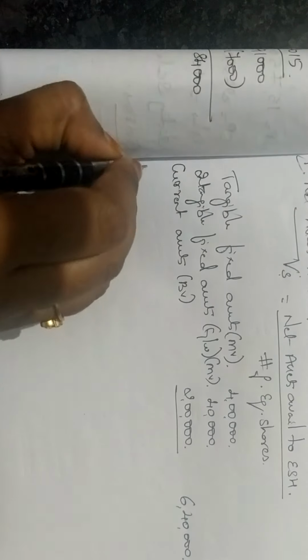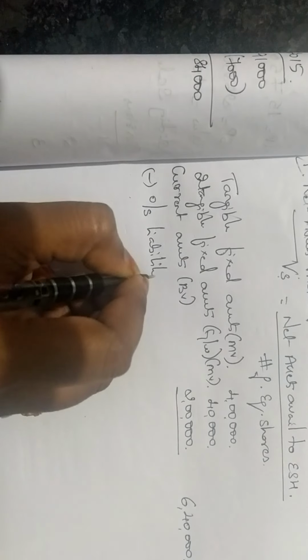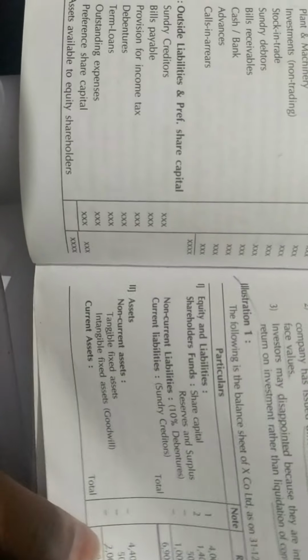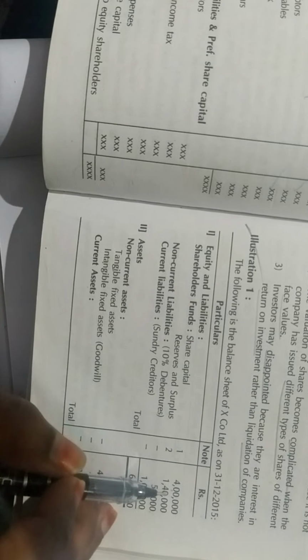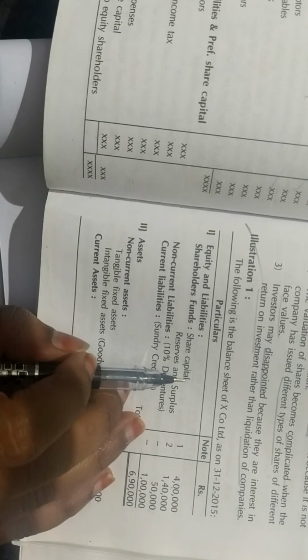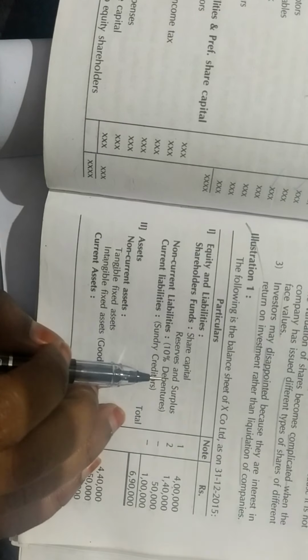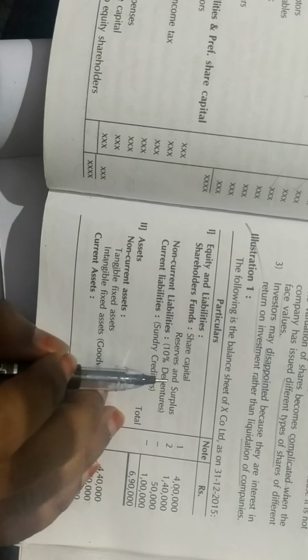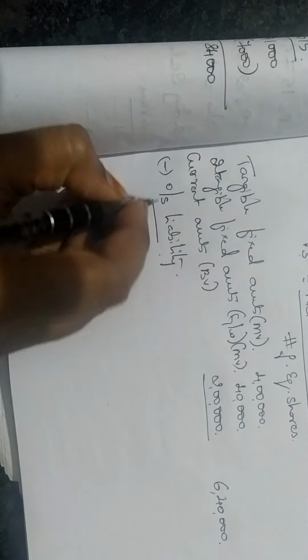Now what should I do? I have to subtract the outside liability. Now just see which are your outside liabilities in the problem. Share capital we don't consider, reserve and surplus we don't consider. Share capital, if there is preference, we consider. Equity is not considered. Reserve and surplus we don't take. 10% debentures and sundry creditors, these two represent my outside liability. So the 10% debentures given is 50,000.